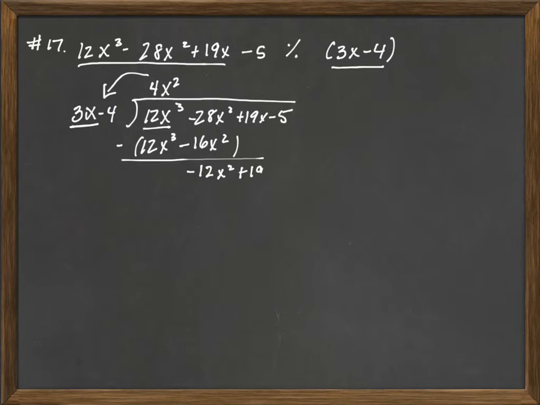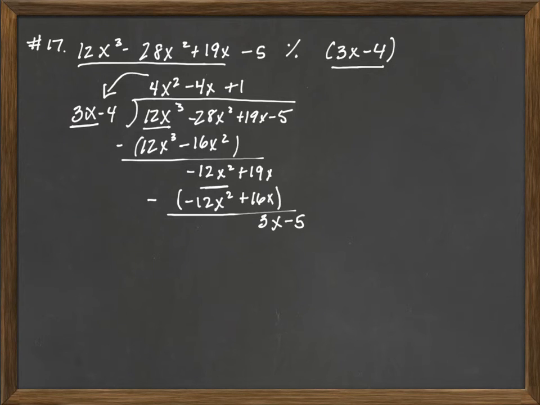Pull down the 19x and go again. 3x now goes into negative 12x squared negative 4x times. So I get negative 12x squared, and then plus 16x. So subtracting that would be 19 minus 16, so that would be 3x. Pull down the 5. And so that would be plus 1. And that would be 3x minus 4. Subtracting, I get negative 5 plus 4. So I have a remainder of negative 1.